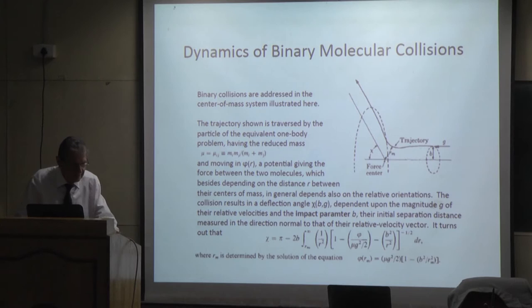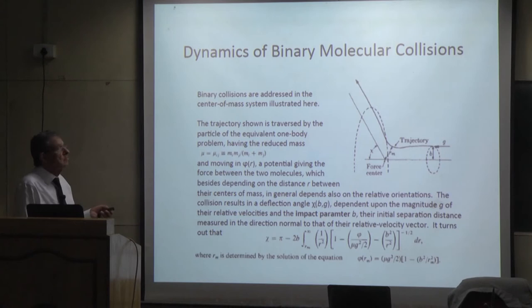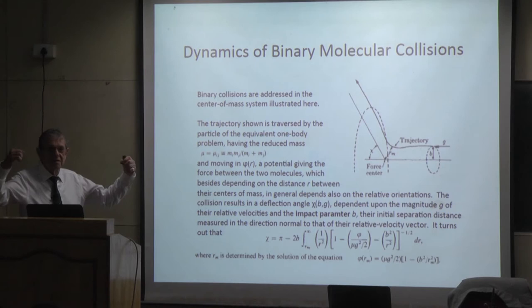So looking at molecular collisions, the theory of binary molecular collisions is really rather well developed, is available in books on kinetic theory, such as Chapman and Cowling, and Hirschfelder, Curtis, and Bird. When you look at two molecules that are colliding, it's most convenient to look at the collision in the center of mass system, so that you move with the center of mass of the molecule.